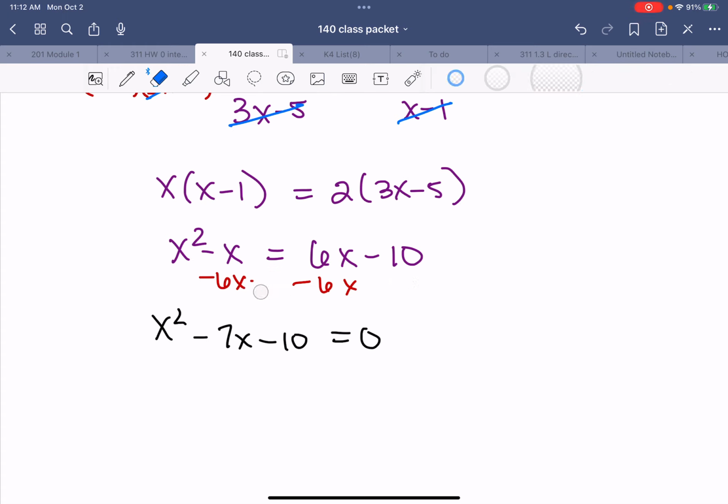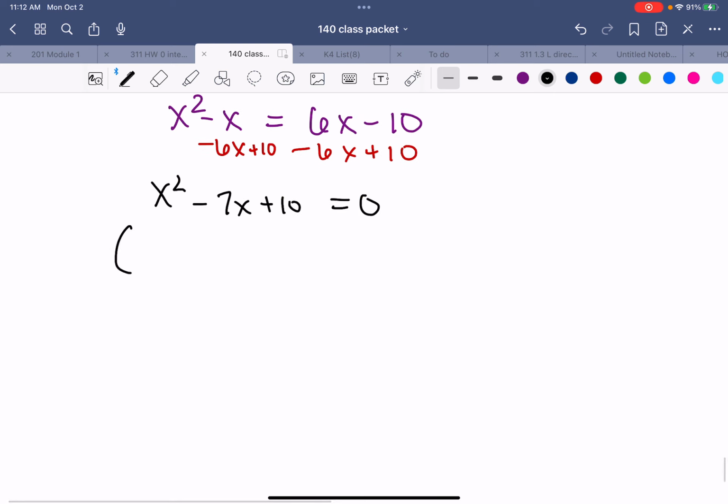Let's go back up here for a second. This is a -10. If I want to clear it, I've got to add 10 to both sides, and then we get a positive 10 down here. Then the -2, -5 is going to work, right? So x minus 2, x minus 5. If you didn't get that, go quadratic formula. It'll give you the exact same answer.